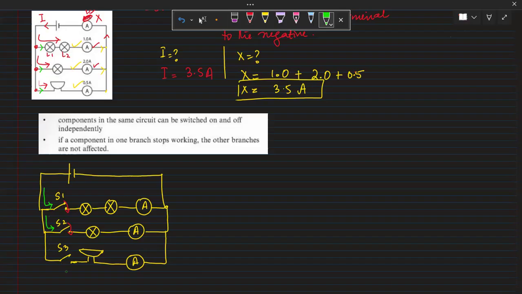Similarly, we can also control S2, the component which is connected in S2. We can stop it from working and switch on S3. By closing switch S3, we can allow the current to enter the buzzer. So this is the advantage of having the parallel circuit, right?